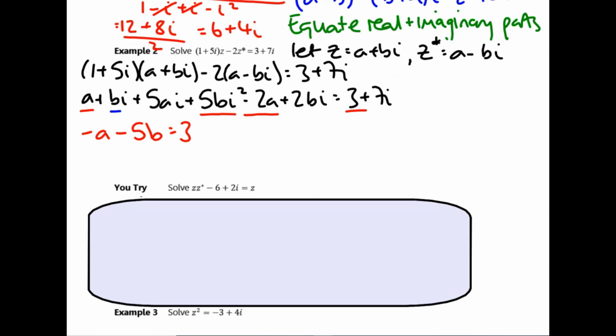Collecting up my imaginary parts, I've got bi, 5ai, and 2bi. That gives me 5a plus 3b on the left-hand side. On the right-hand side, that's equal to 7.